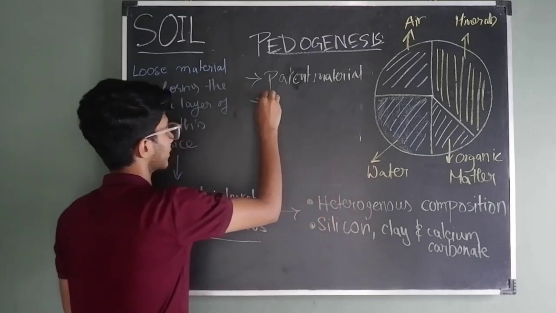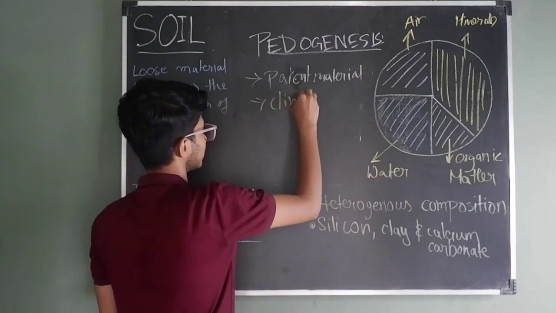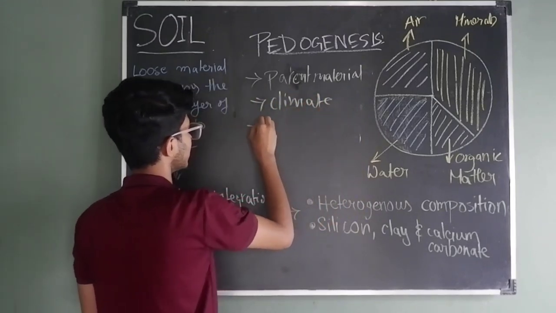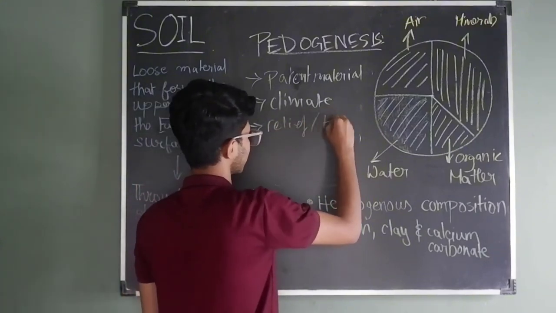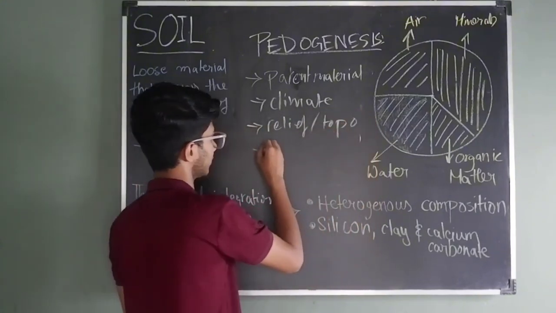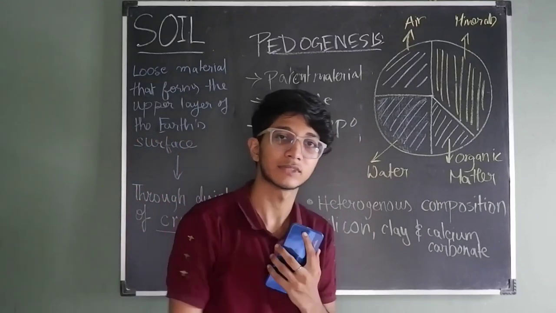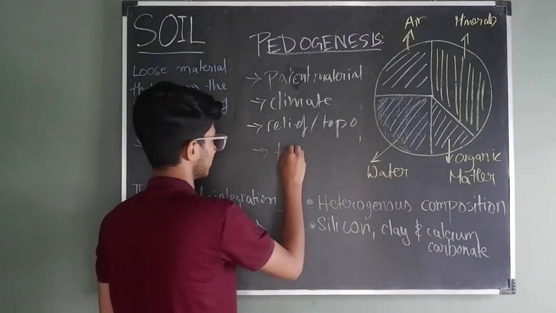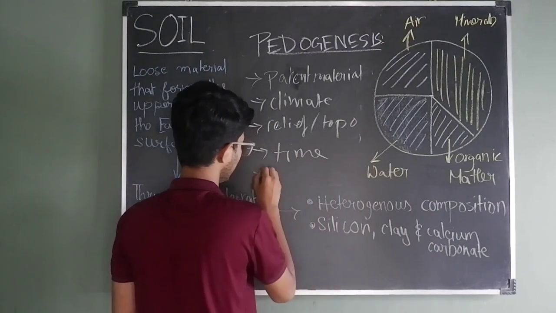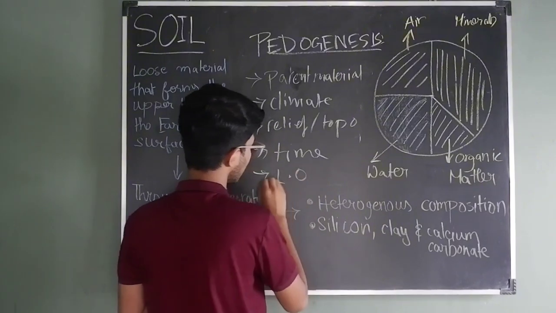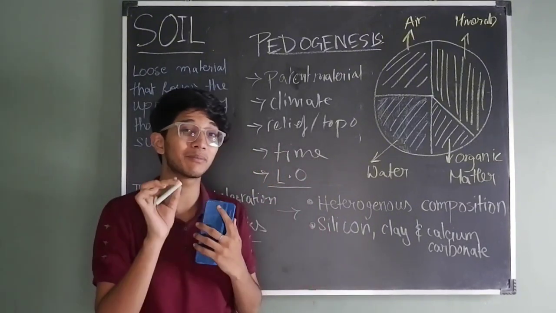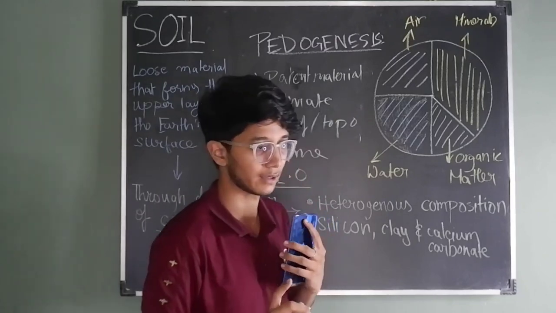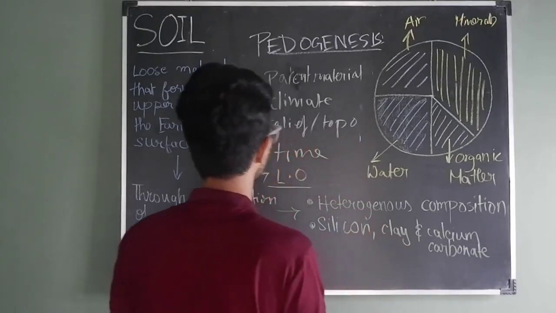Second is the climate. Third is the relief or topography. Okay, what else? Time can be a factor. And the last, presence of living organisms. All these things together play an important role in the formation of soil. Okay, let us discuss each of them individually.